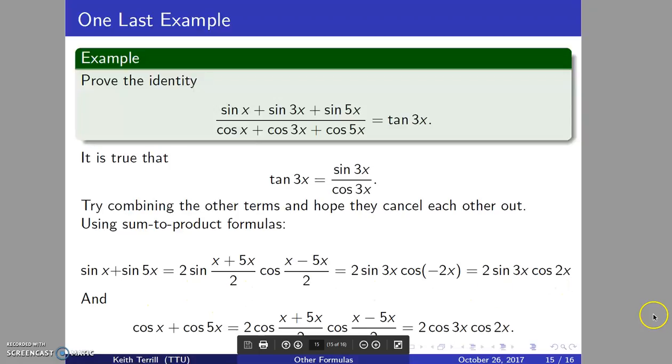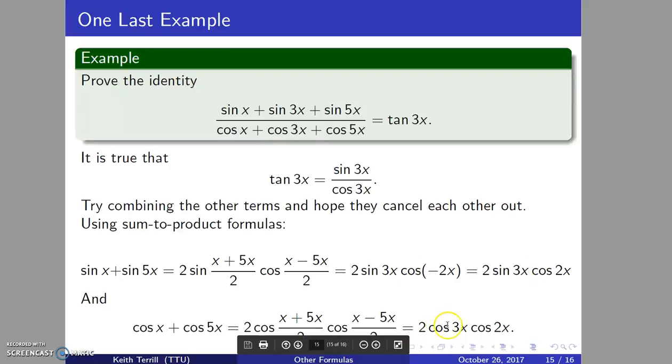Cosine plus cosine via its sum to product formula is going to be 2 cosine 3x, again cosine of negative 2x, which is positive cosine 2x. So I've got 2 sine 3x cosine 2x over 2 cosine 3x cosine 2x. Well, they're not the same, you say. They don't cancel out. Well, bear with me. See it through to the end. Just because something doesn't look nice doesn't mean it's not going to work out.